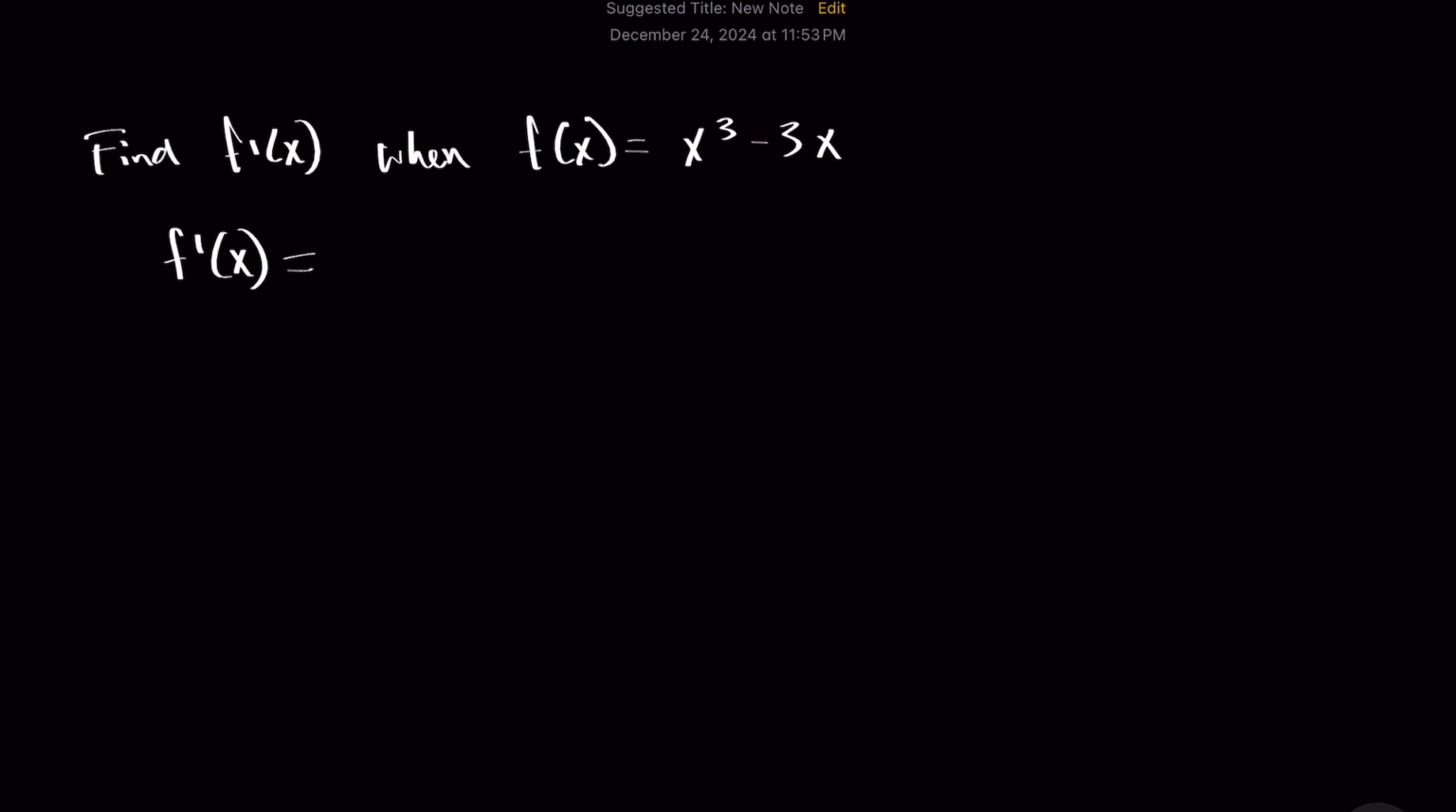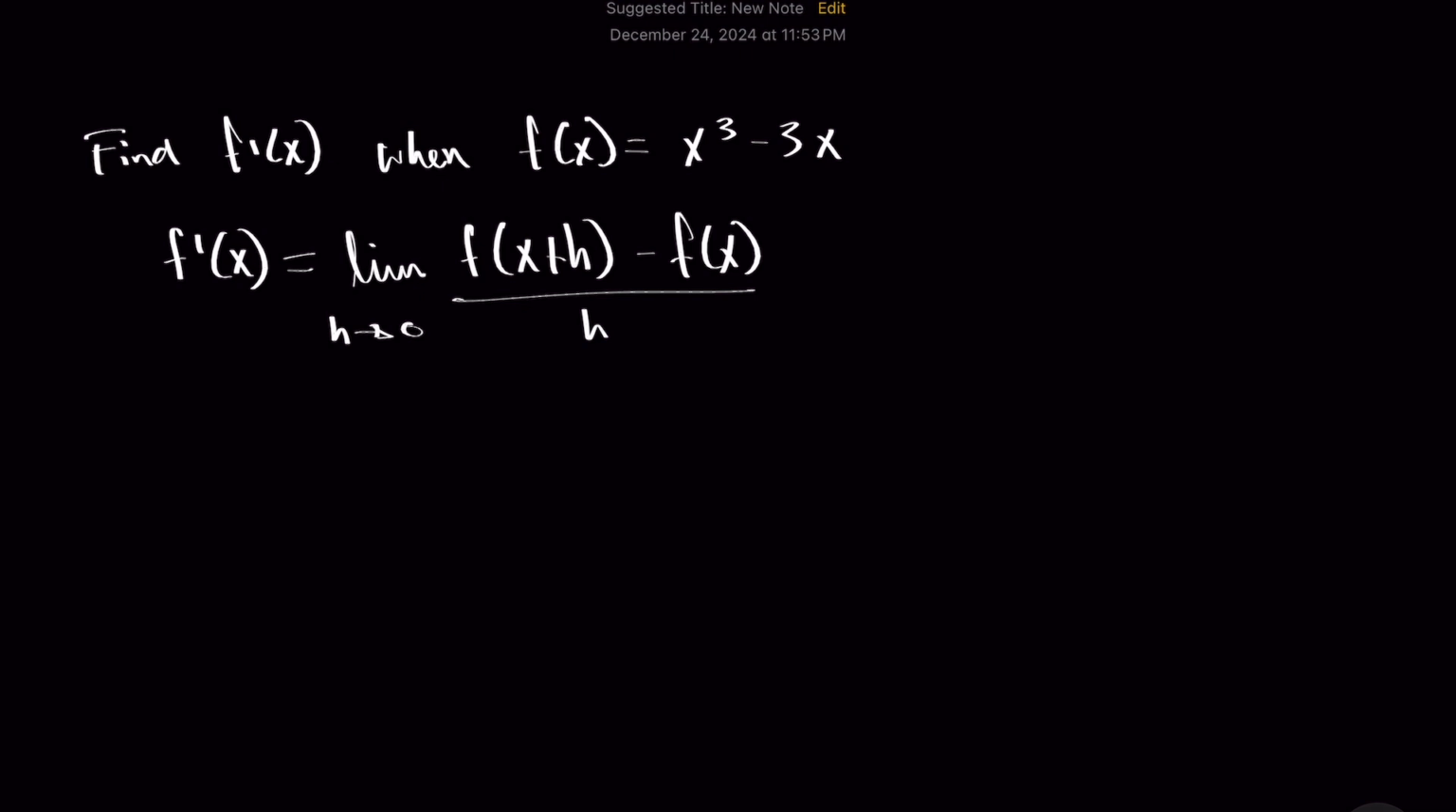But anyways, we have f prime of x is equal to the limit of f of x plus h minus f of x in the numerator. That's going to be over h as h approaches 0. And that is the definition of a derivative. So now let's go ahead and write it down with the function that's given.